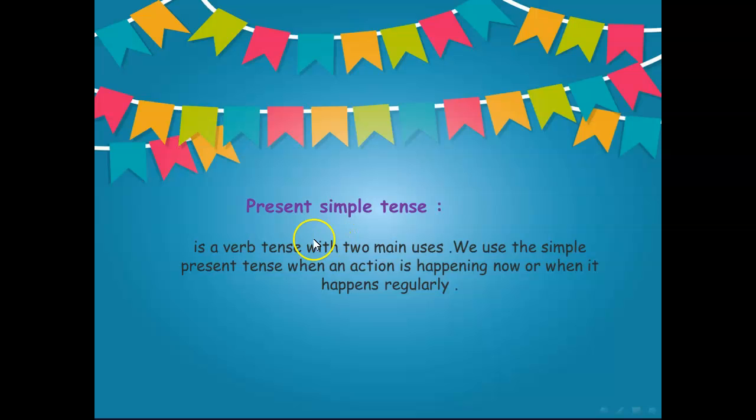The present simple tense is a verb tense with 2 main uses. We use the simple present tense when an action is happening now, or when it happens regularly. Again, the present simple tense is a verb tense with 2 main uses. What are the 2 main uses, girls? The first one, we use the present simple tense when an action is happening now or when it happens regularly, okay? Let me give you an example.